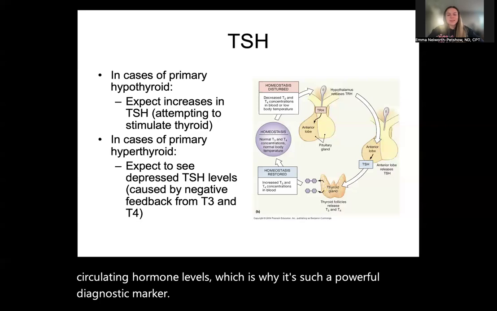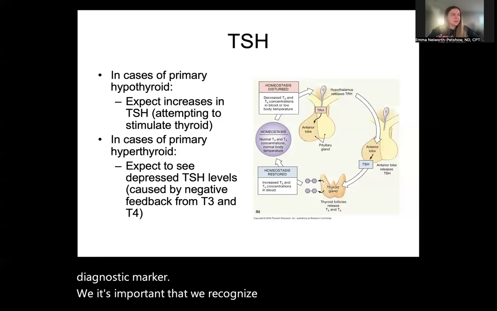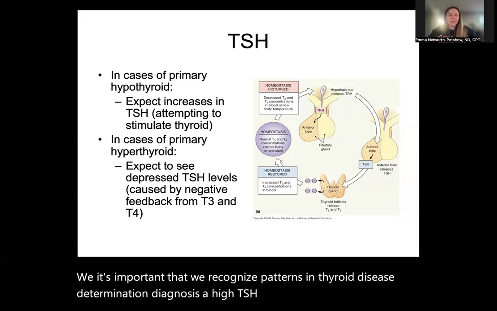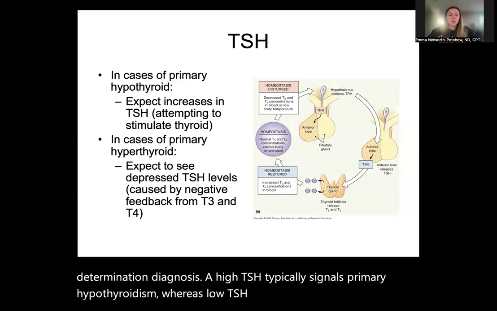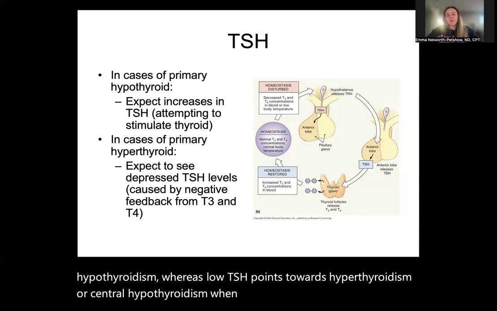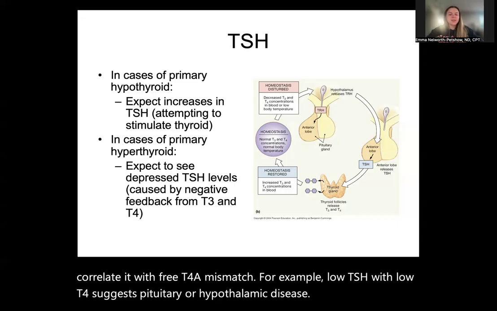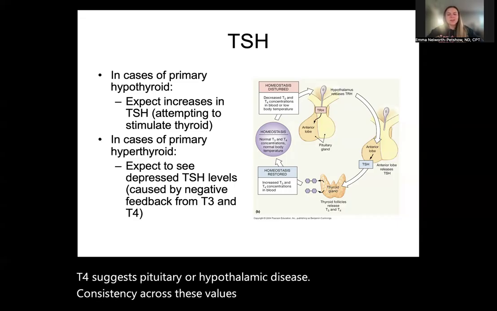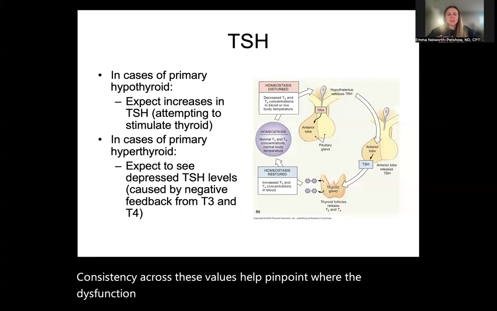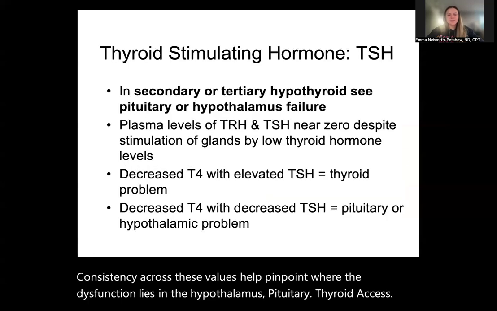It's important that we recognize patterns in thyroid disease determination and diagnosis. A high TSH typically signals primary hypothyroidism, whereas low TSH points towards hyperthyroidism or central hypothyroidism. When interpreting TSH, you always correlate it with free T4. A mismatch, for example low TSH with low T4, suggests pituitary or hypothalamic disease. Consistency across these values helps pinpoint where the dysfunction lies in the hypothalamus-pituitary-thyroid axis.